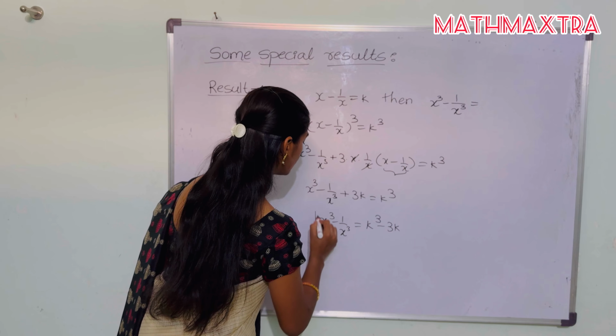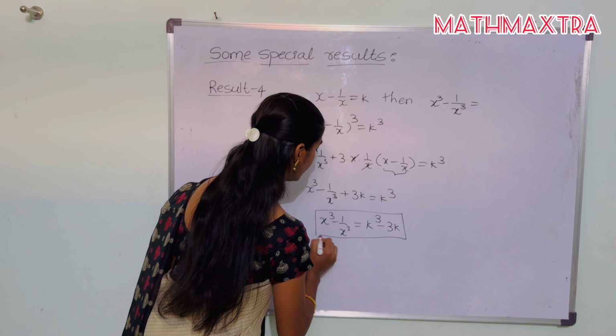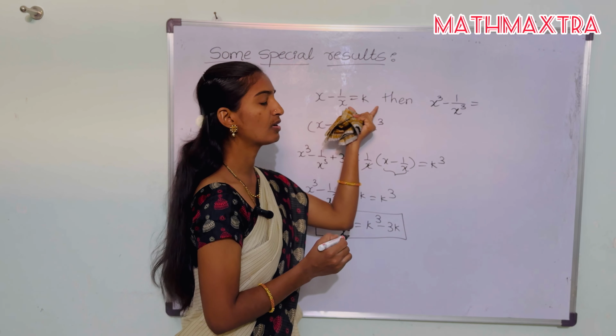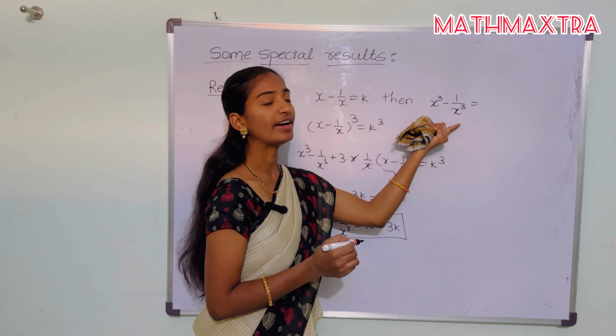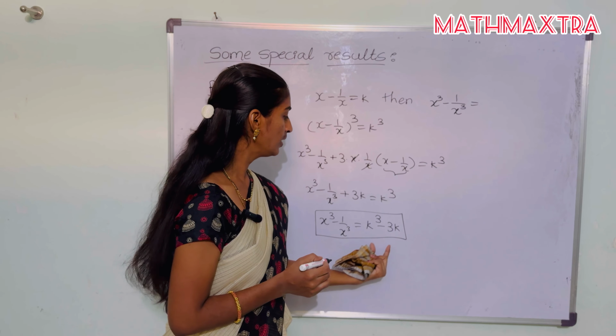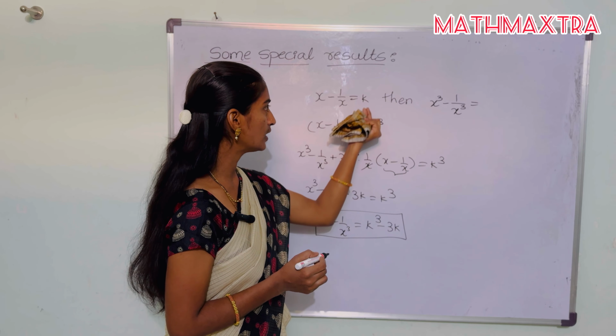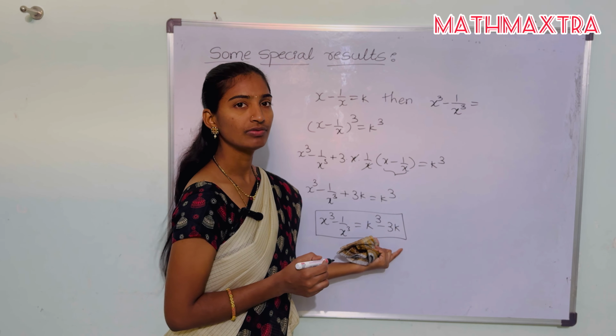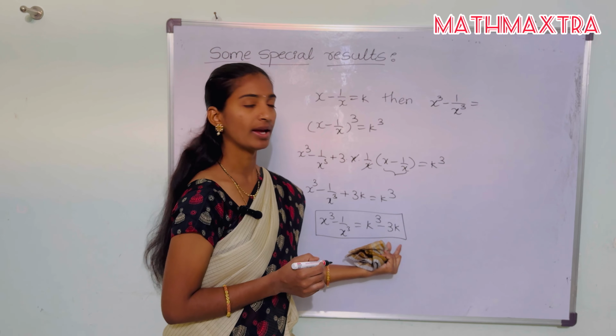So this result we can use if x minus 1 by x is equal to k is given. You can find out x cube minus 1 by x cube by simply substituting the value of k in place of this, which is k cube minus 3k.